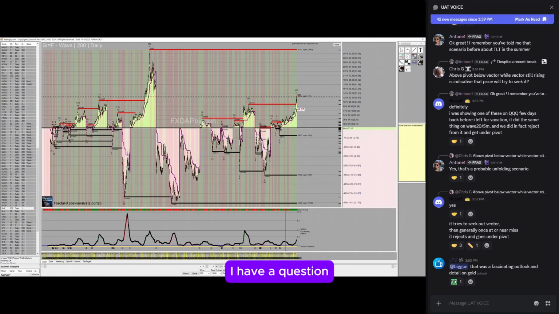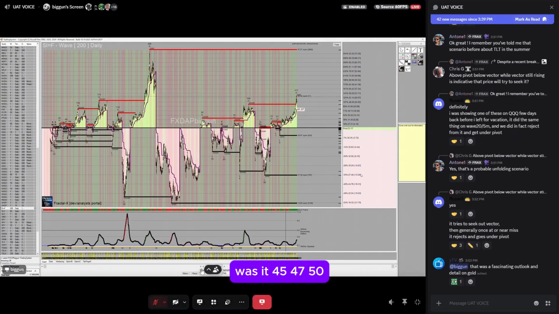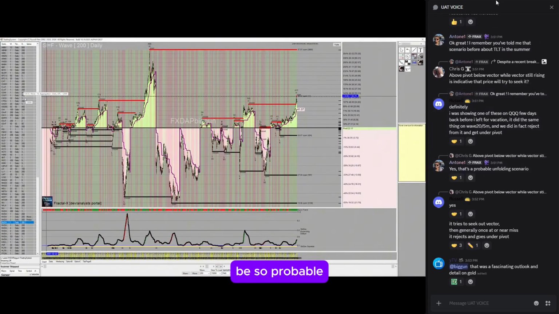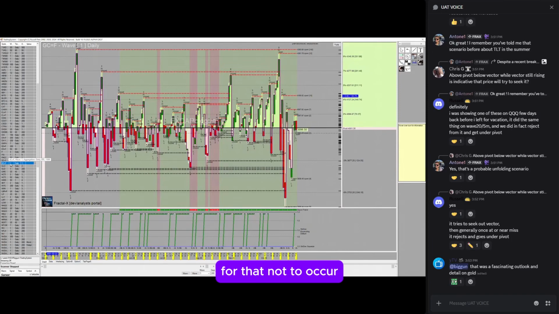Hey, this is Antone. I have a question about gold futures, or GC=F rather. That 4750 open state for wave 2, 15,000 days low. What would have to happen for that open state to not be so probable? You said GC=F, gold, correct? Okay, let's check that. Yep, so 4750. What would have to happen for that not to occur, for that probability to fizzle out?